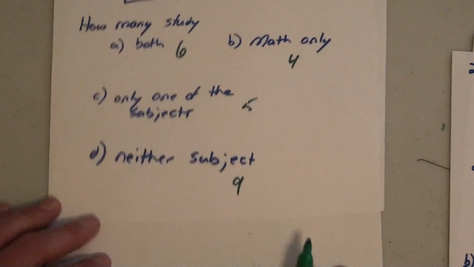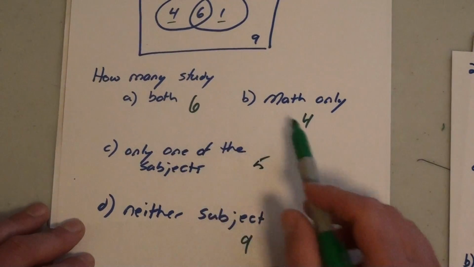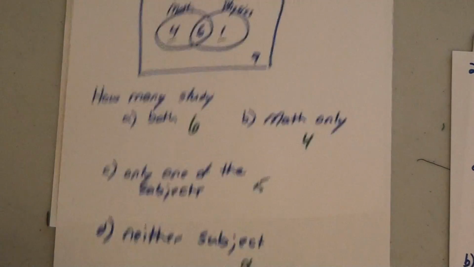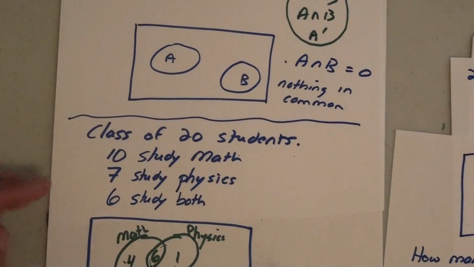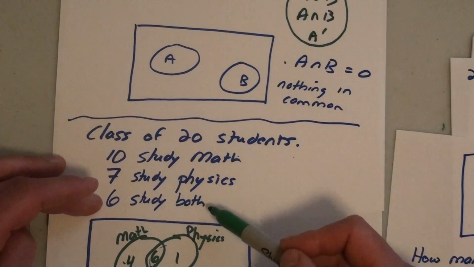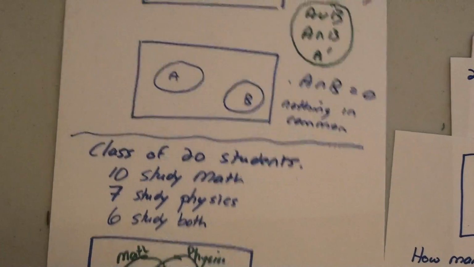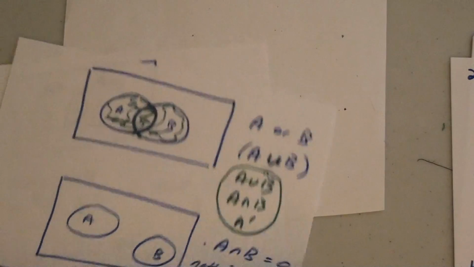Would be 9. These questions would be very difficult to answer if you didn't do the Venn diagram. If you look at the question, you'd have to figure out how many of these students are being counted twice. It'd be very difficult to do without doing the Venn diagram. A Venn diagram is a good visual aid to help you answer those types of questions.